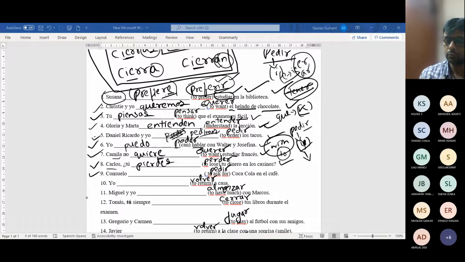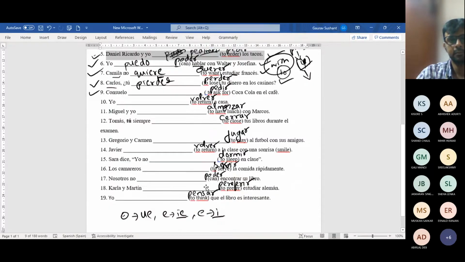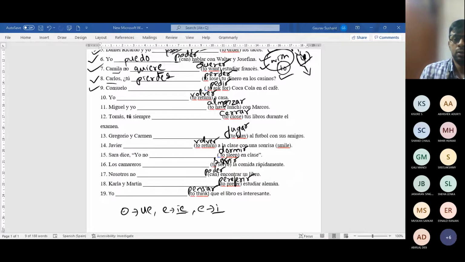Tarun Kumar Jain, can you try this one? Number 9. Tarun Kumar Jain, are you there? Okay, he's not responding. Madhumita, can you hear me, sir? Yes, yes.